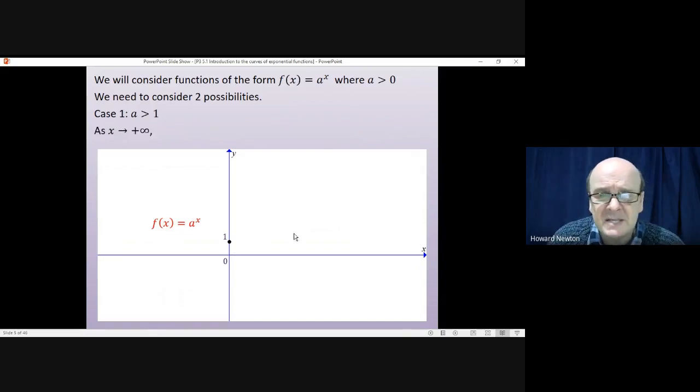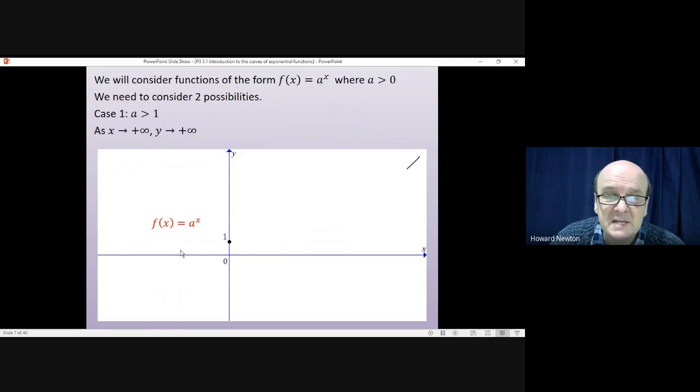What happens as x gets bigger and bigger and bigger? So as x tends towards infinity, heading towards the right, then a to the power of x is going to get bigger and bigger as well, as long as a is bigger than 1. So as x tends towards infinity, y is going to tend towards infinity as well. That's really just saying as x gets bigger and bigger, y is also going to get bigger and bigger, which means it's going to head up here somewhere.